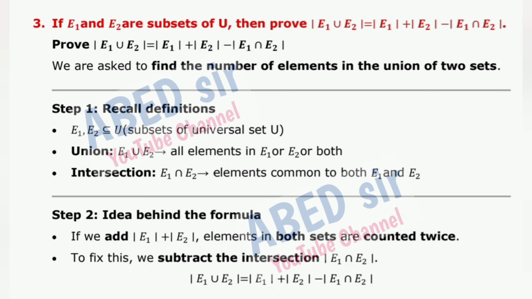Union of E1 and E2: all elements in E1 or E2 or both. Intersection of E1 and E2: elements common to both E1 and E2. Step 2. Idea behind the formula. If we add |E1| plus |E2|, elements in both sets are counted twice. To fix this, we subtract the intersection |E1 ∩ E2|. |E1 ∪ E2| is equal to |E1| plus |E2| minus |E1 ∩ E2|.